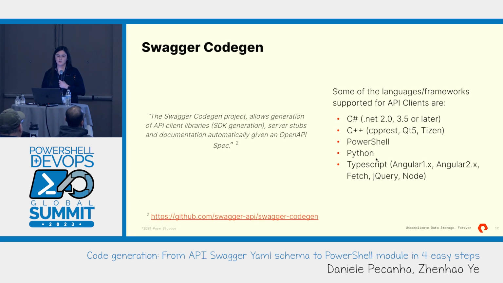Next thing we use is the Swagger Codegen. That's an open source project. You can check their GitHub page here. Pretty cool stuff. It lets you generate REST clients for multiple languages. I just put a few here, the ones that work for us. So we can generate the PowerShell ones, the C#, but they have a very big list. So definitely check them out. That's not Pure Storage code. It's the Swagger guys. It's a very cool tool.